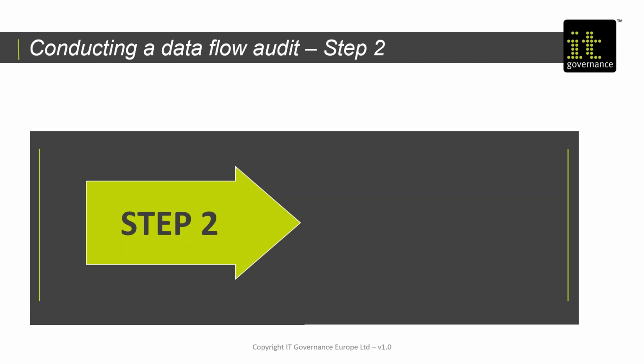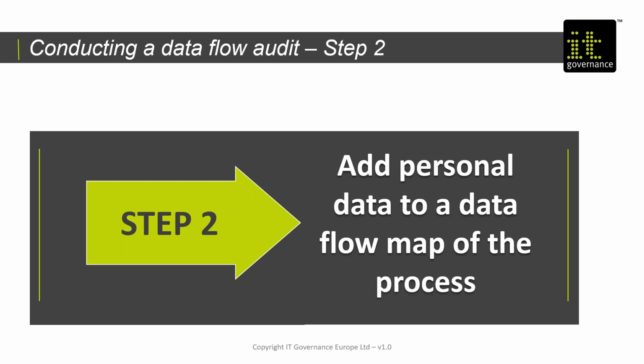The second step is to add personal data to a data flow map of the process if you already have a data flow map. If you don't, you need to create a data flow map that includes or is specifically for personal data. So remember your data items. Identify the personal data that you process, such as your name, your address, email, any special categories of data, and any criminal data, which would be data relating to convictions or offences.